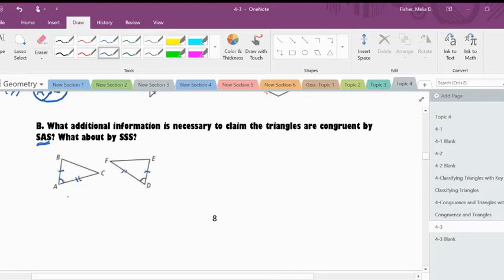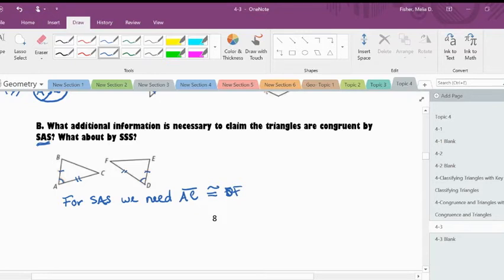So we would need, for side, angle, side, we need AC to be congruent to DF. Sorry, let's write it in DF order. So we went from the angle to F, angle to the other end. So A to C and D to F.